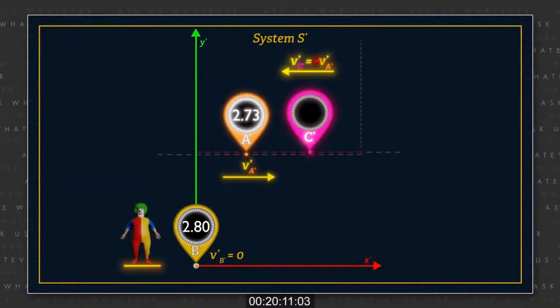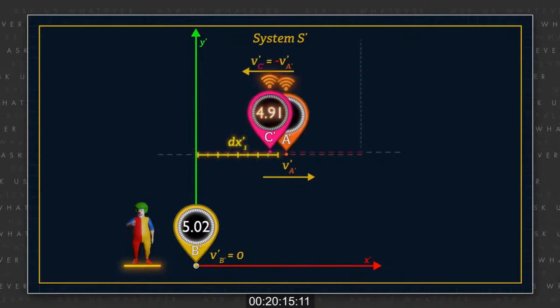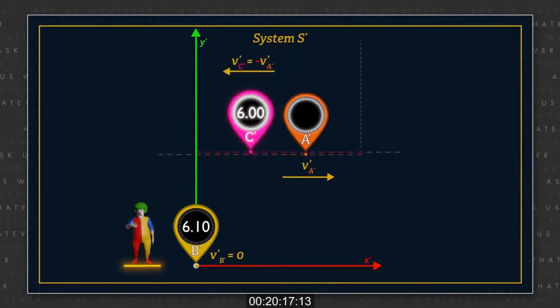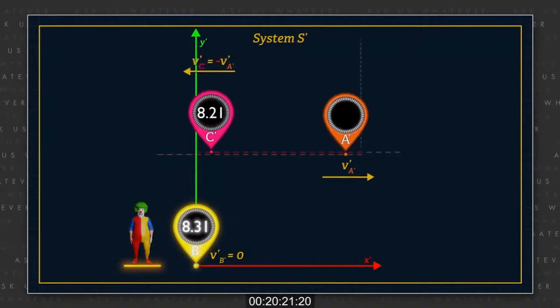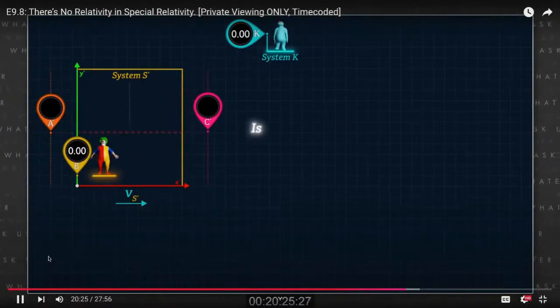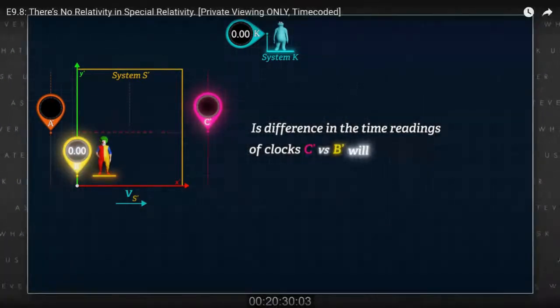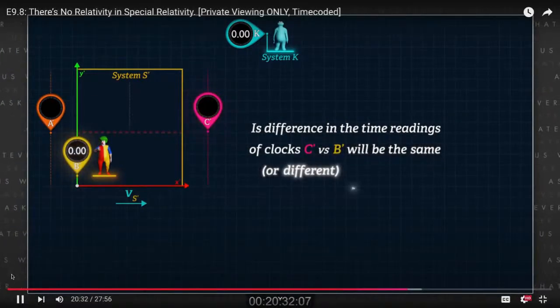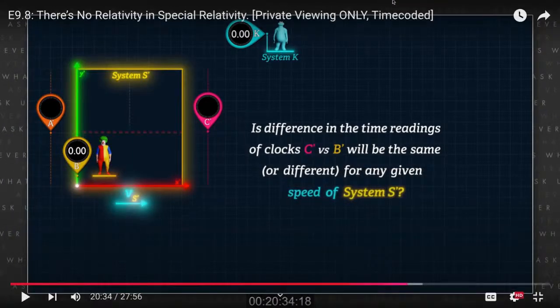Clocks A prime and C prime meet after clock A prime has traveled a distance dx prime sub 1, and then clock C prime proceeds in the negative X prime direction until it meets clock B prime, where they compare clock readings. The question we wish to ask is whether the difference in the time readings of clock C prime versus B prime will be the same or different for any given speed of system S prime. So I'm just going to pause here for a second.